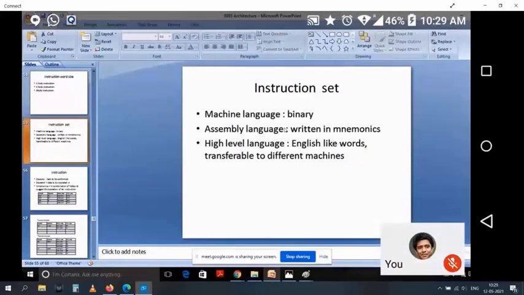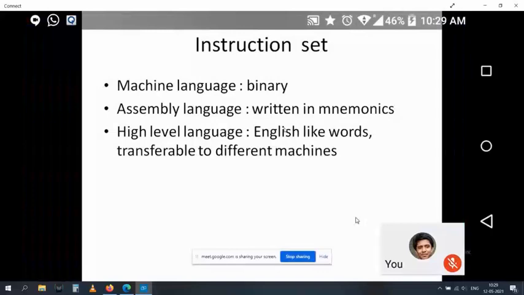So then what is the type of instruction? This instruction, machine language, is your binary language. But I'm writing in assembly language, I'm writing it in mnemonics. And high level is the English words transferable to different kinds of machine languages. This is known to us.